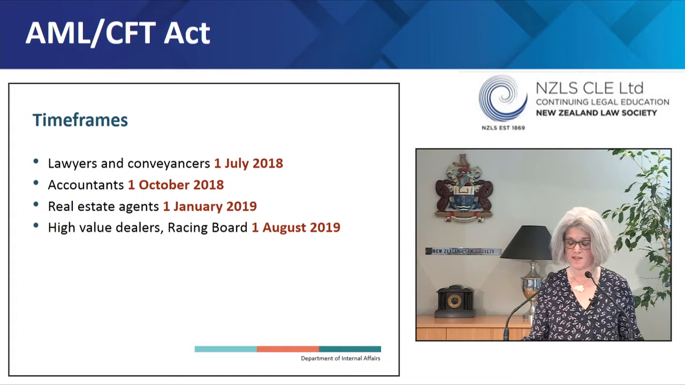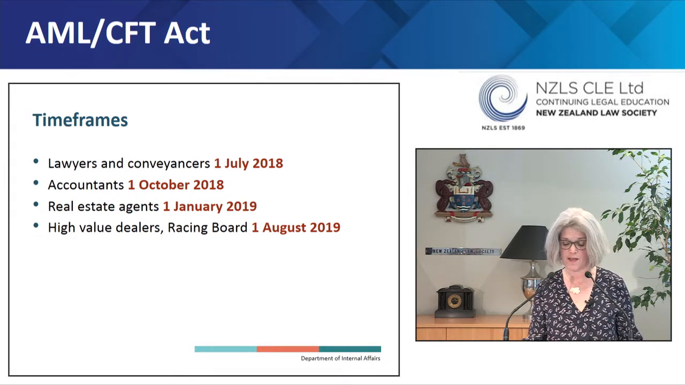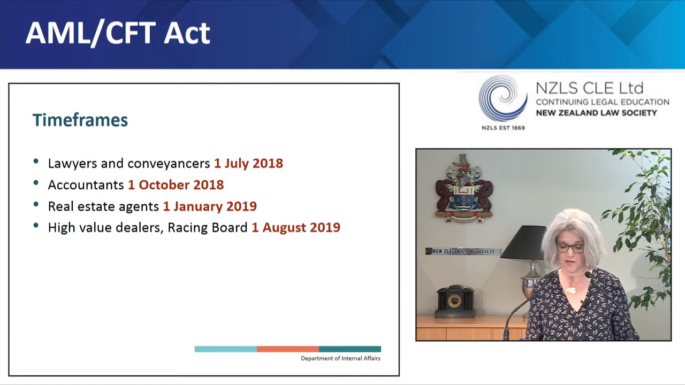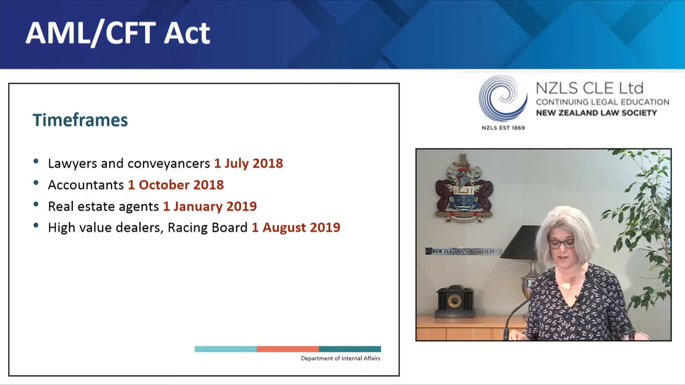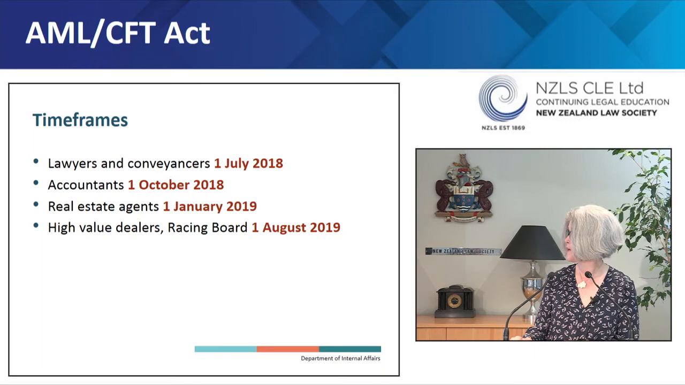This is a fairly self-explanatory slide, just showing the phased introduction. So lawyers and conveyancers are the first cab off the rank on the 1st of July, followed by accountants in October, real estate agents in January 2019, and high-value dealers and the Racing Board bringing up the rear.